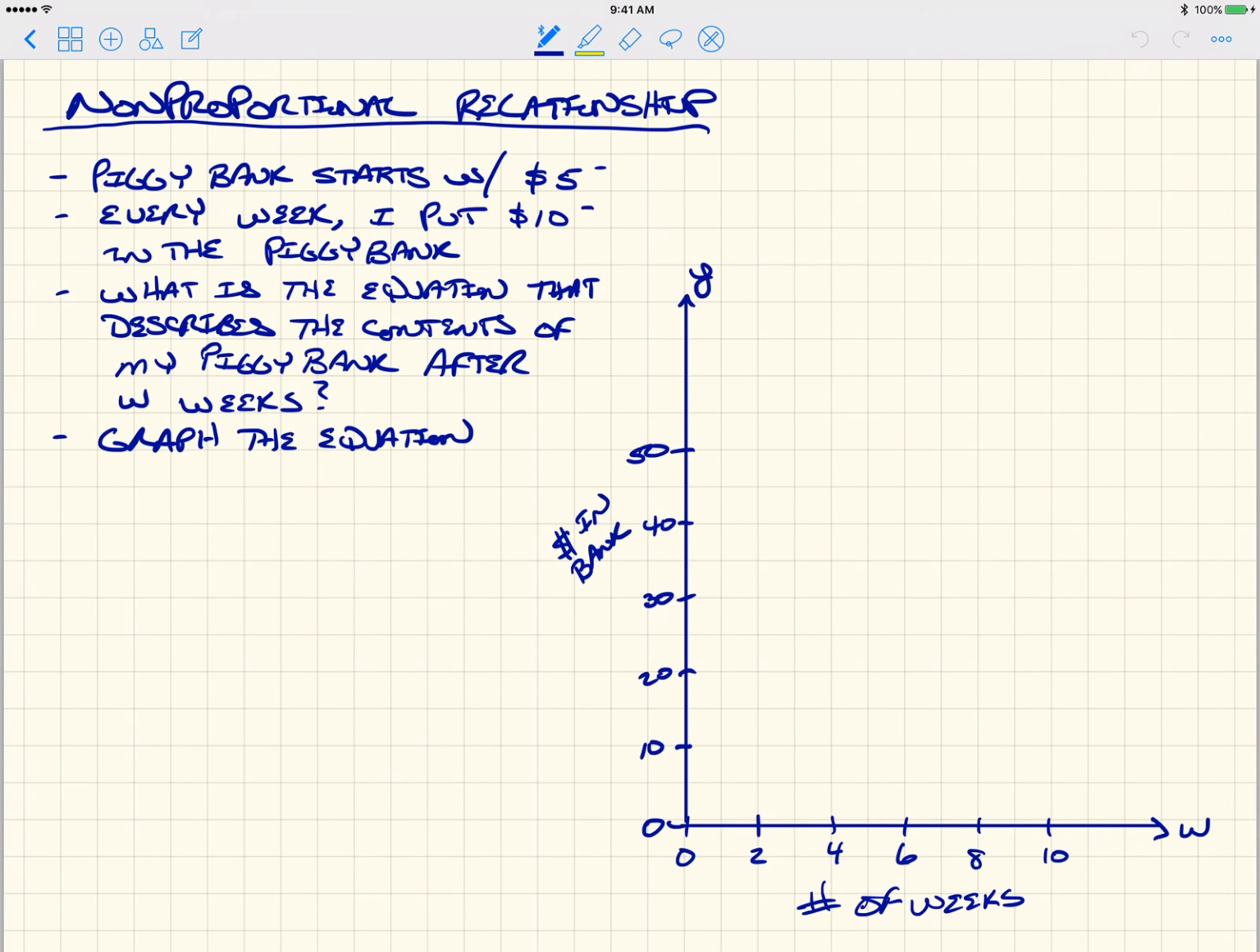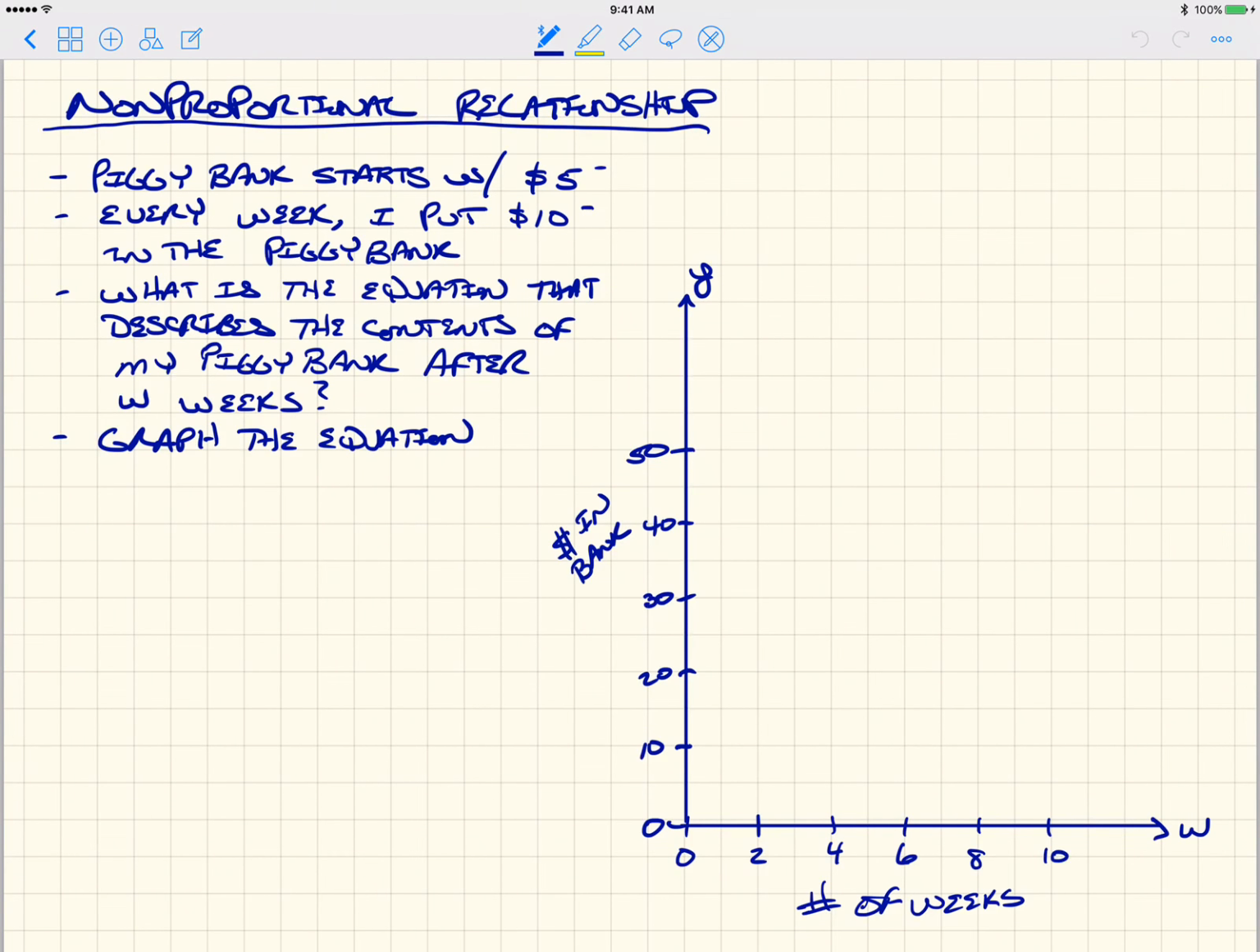What I want to do is I want to describe the contents of that piggy bank for any given week. Okay. So what is the equation that describes the contents of my piggy bank after W weeks? So W is going to be my input in terms of my function. All right. And then Y, how much money I have, is going to be my output. Okay. So what does this start as? Okay. Well, we're going to graph the equation. We're going to create the equation.